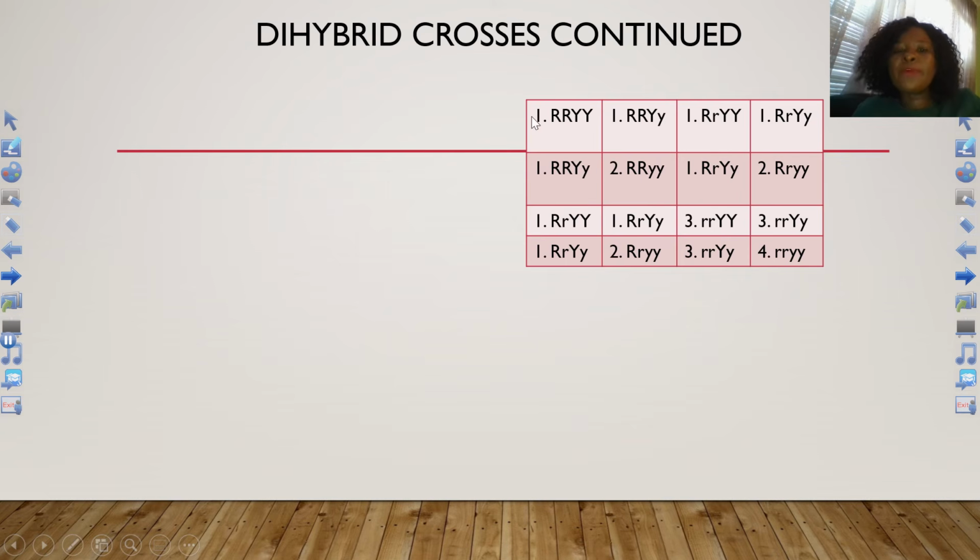You will see that I've got a couple of genotypes which I have labeled number 1. Let's look at the first one. It's capital R, capital R, capital Y, capital Y. This translates to the phenotype which is round and yellow. Then the second number 1 is capital R, capital Y, small y, which also translates to round and yellow.